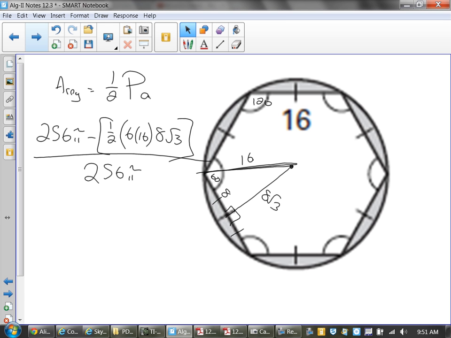Doesn't that say area? Yeah, area of a regular polygon. Come on, my handwriting's awesome.